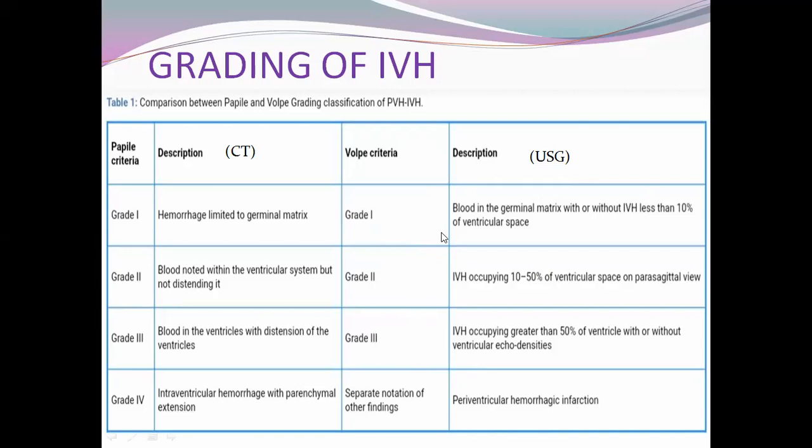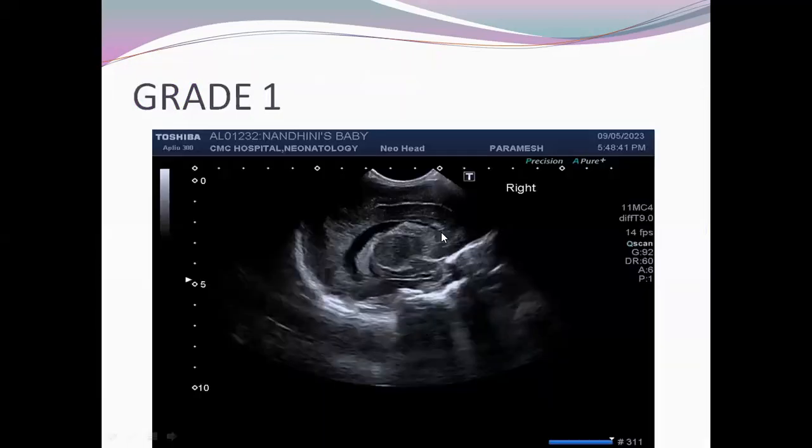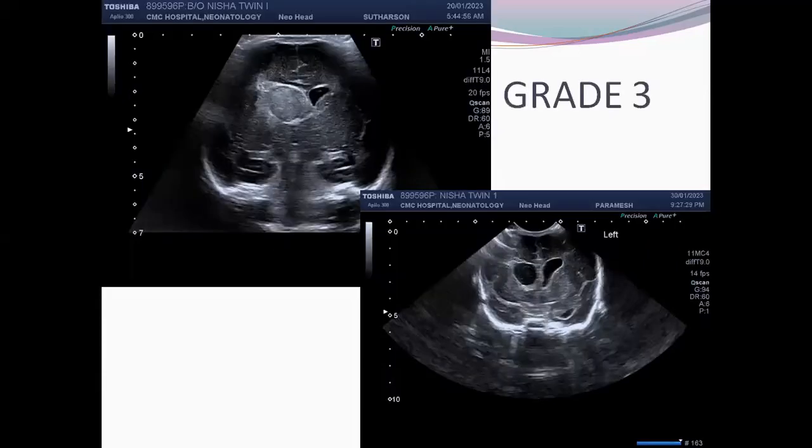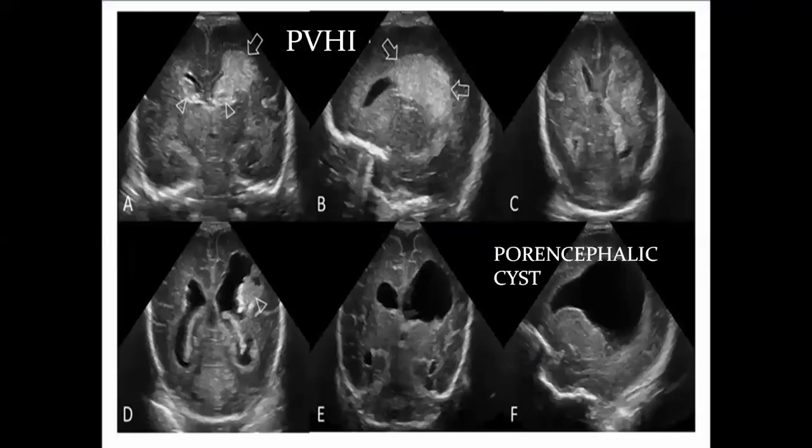Grade 1 is the blood in germinal matrix with or without IVH occupying less than 10% of the ventricular cavity. Grade 2 occupies 10 to 50%, as you can see here. And grade 3 is more than 50% without ventricular dilatation. And periventricular hemorrhagic infarction, as you can see here, is a separate notation located in the angle of the lateral ventricle. And this is one picture where it has evolved finally into a porencephalic cyst.